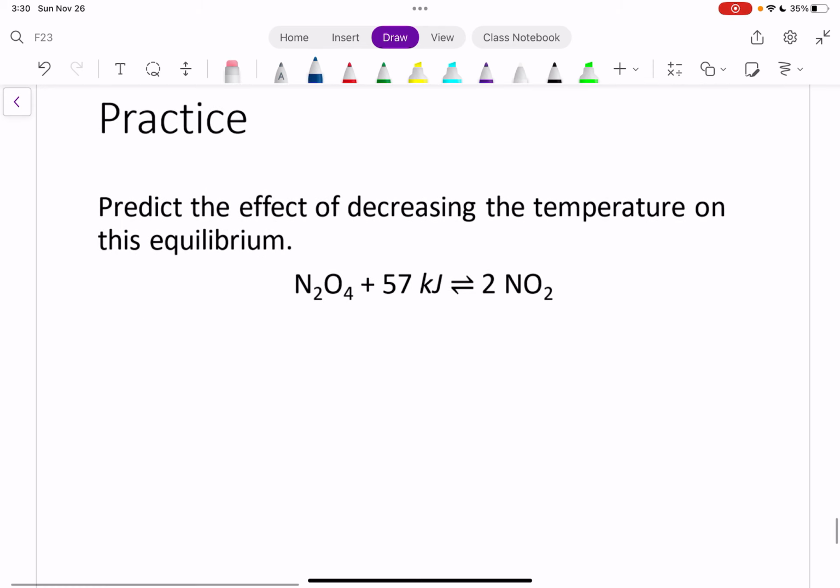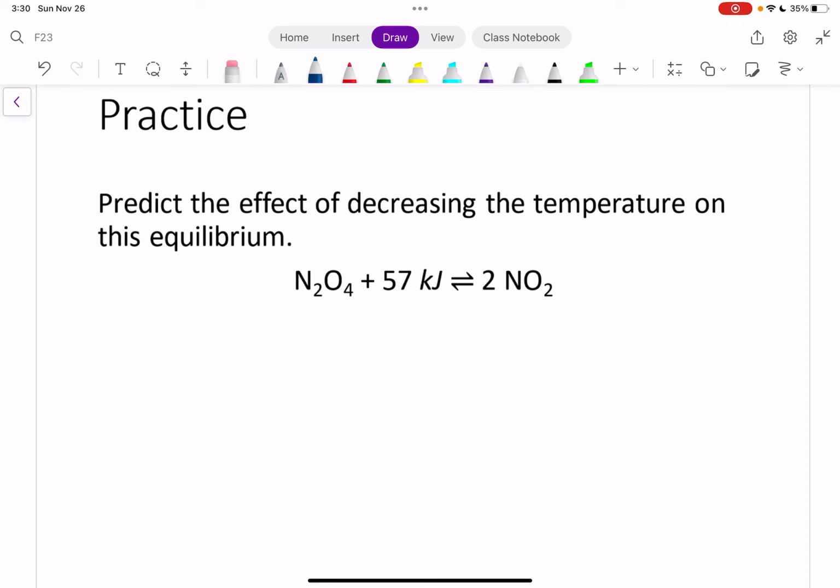Wants to counteract that change. Now, what if we have an endothermic reaction where heat is on the left side of the equation? It's a reactant. Heat is a reactant. Now this says, predict the effect of decreasing the temperature on this equilibrium.